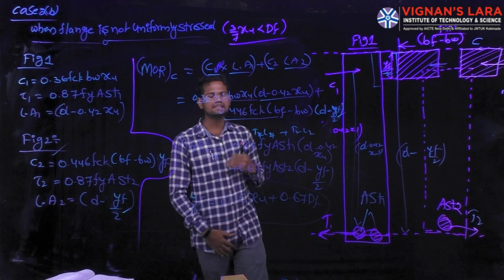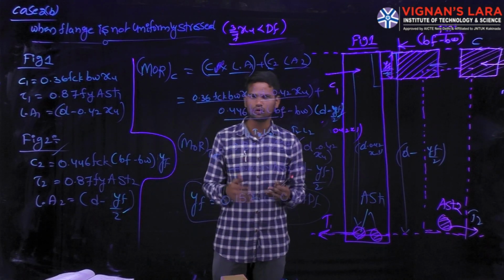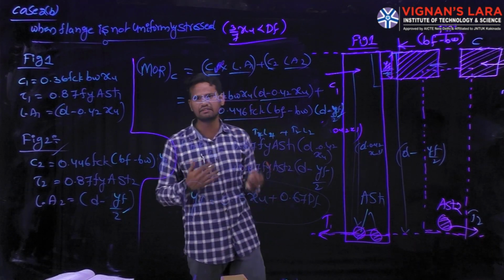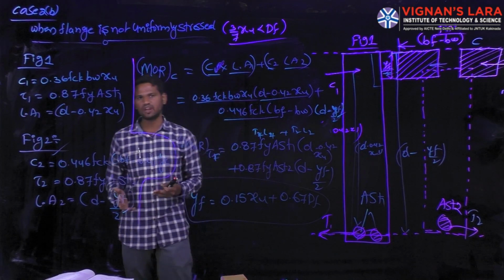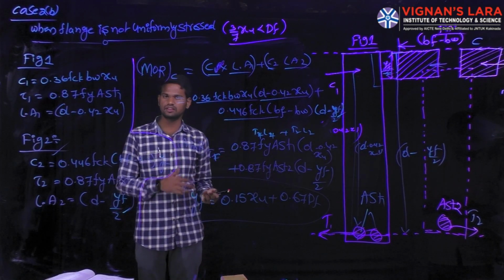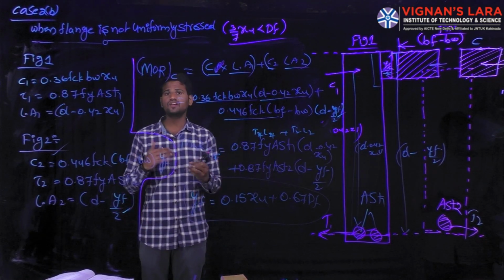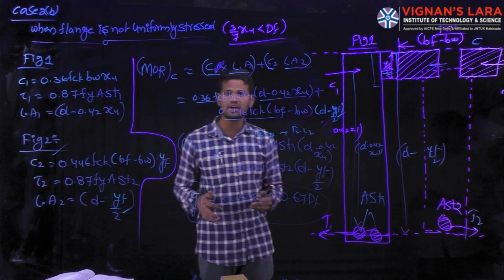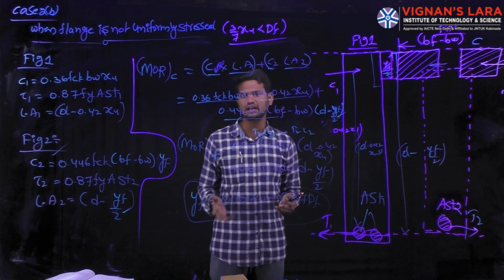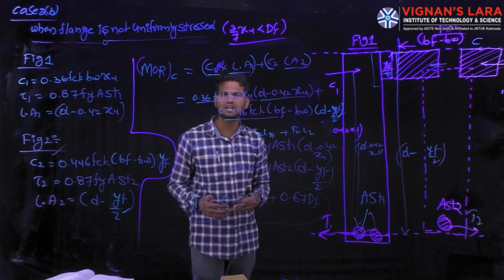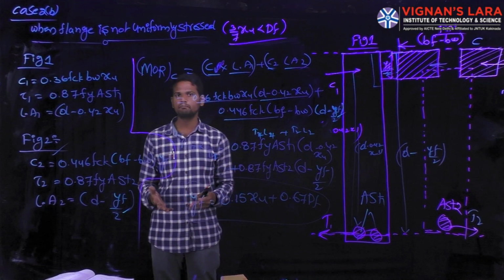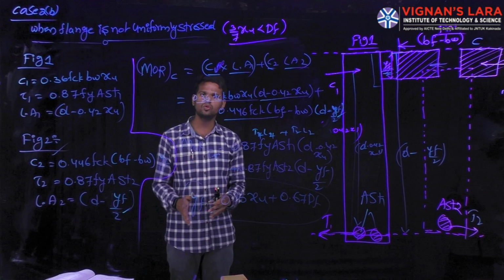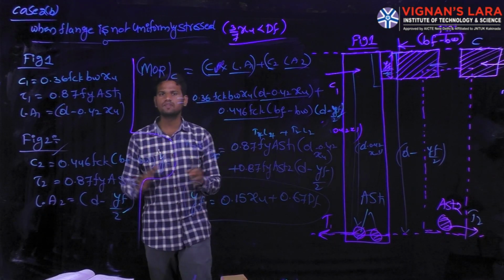While analyzing problems, we have to check which type of analysis the given problem is liable for. When XU is less than DF, that condition is different. When DF is greater than 3/7 of XU, that condition is different. When 3/7 of XU is greater than DF, that condition is different. Based on our assumption and evaluation, whichever condition is suitable, we have to analyze and design the flanged beam accordingly.